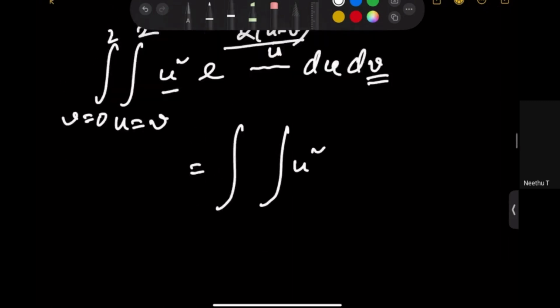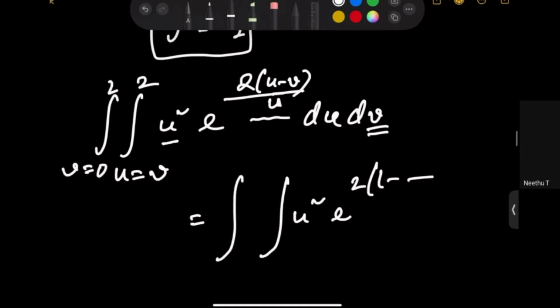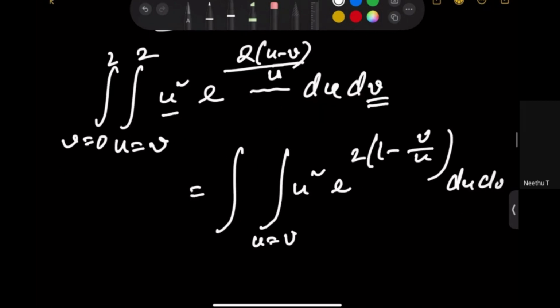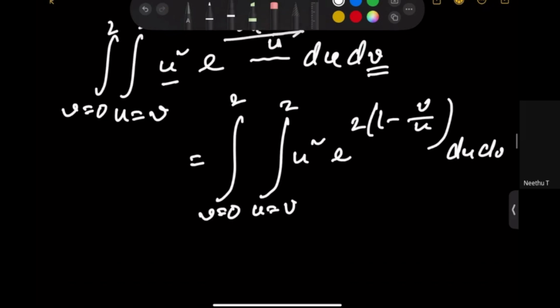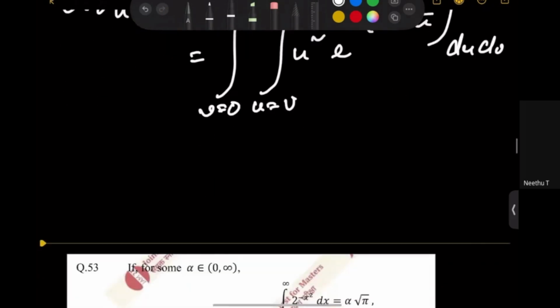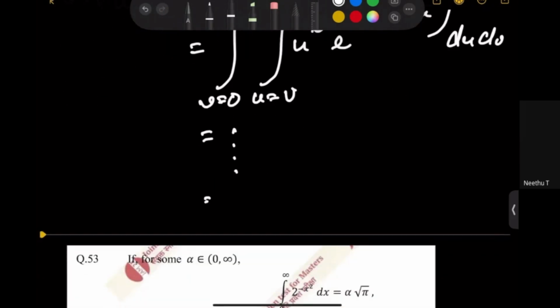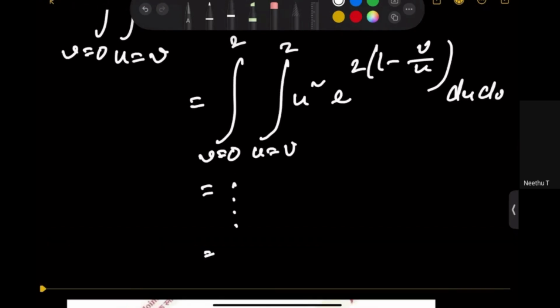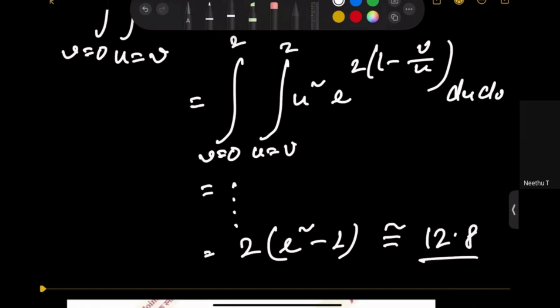So you have u squared e to the power twice of, I think, 1 minus v by u, du dv, then u going from v to 2, v going from 0 up to 2, right? So now it's all very easy. The task is very easy now. You can just do some computation. Then the answer will be something like 2 to the power 2 times e squared minus 1, and that is approximately equal to 12.8.